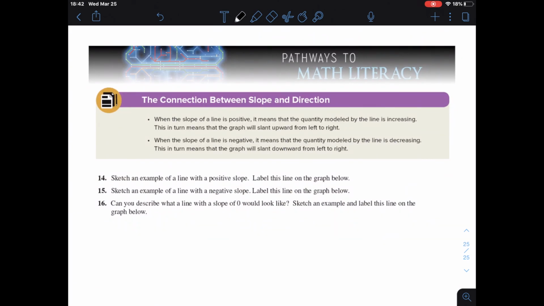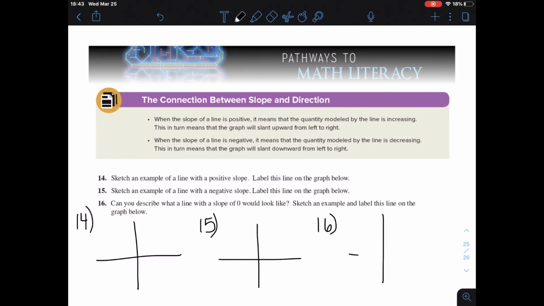So we have this connection between the value of the slope and the direction of the line. So when the slope of the line is positive, then the y values are increasing as the x is increasing. When the slope's negative, it's doing the opposite. So you see it's kind of going downwards. So if we look at a couple different examples, let's try to draw an example of a line with a positive slope, a line with a negative slope, and then finally a line with no slope.